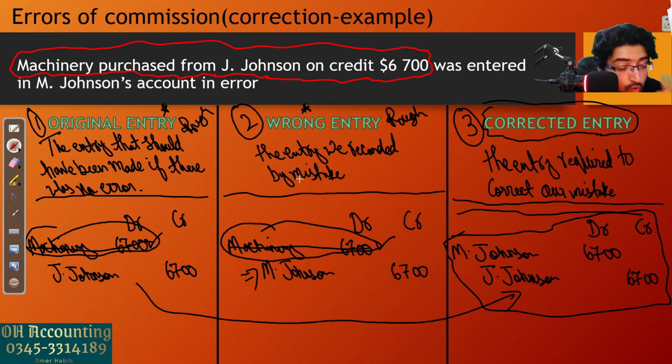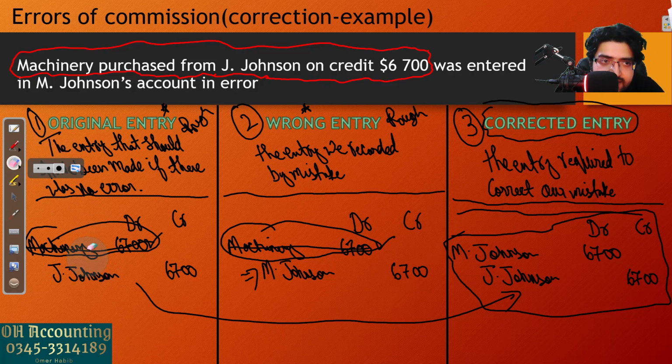So even if you don't want to do this rough work and you think you're good enough to directly make the corrected entry, you can do that. And in some errors, you can easily do that as well. But it is always better to follow these steps so that you don't make any unnecessary mistakes. Okay? Moving on to the next error. This is a difficult topic. It will take time. It will take practice.